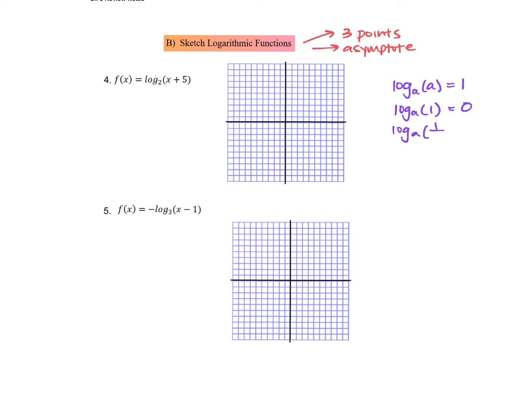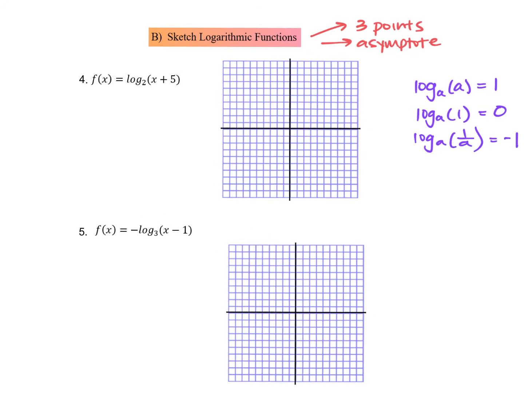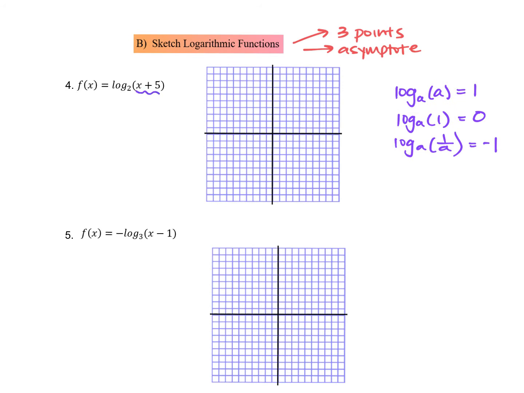The third most convenient would be if the argument is the reciprocal of the base, 1 over a, because then this will evaluate to -1. So when I look at the argument in problem number 4, I'm first going to pick out those x values. So I want x plus 5 to be equal to the base. My base here is 2.